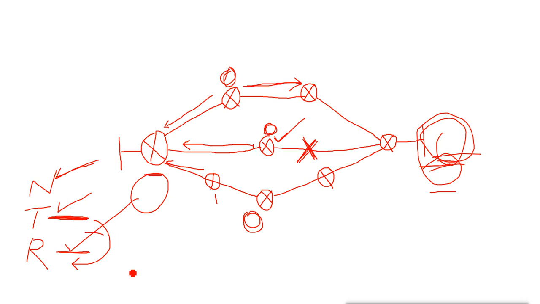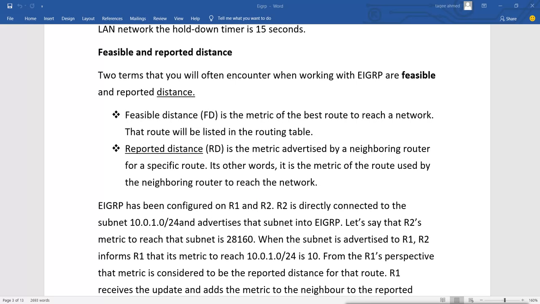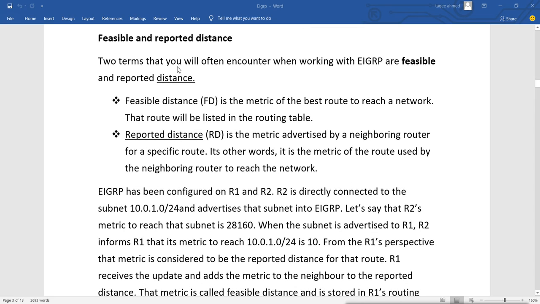But still the other paths will remain in the topology table. They are called feasible distance and feasible successor, and also feasible and reported distance. Two terms that you will often encounter when working with EIGRP are feasible and reported distance.